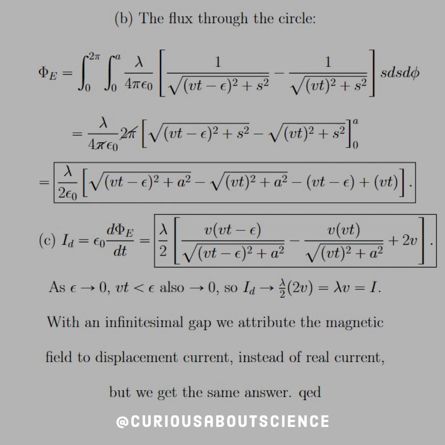All right, so with that, they wanted us to take the limit as epsilon goes to 0, which means that vt is less than epsilon, and also goes to 0. So with this, all of that together, the displacement current goes to: the fractions go to 0, so we're left with lambda over 2 times 2v. The 2's cancel, leaving us with lambda v, which is equal to I, and we're good. With an infinitesimal gap, we attribute the magnetic field to the displacement current instead of the real current, but it's the same answer. That's a mess, but that was fun.